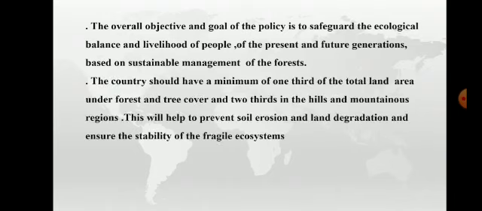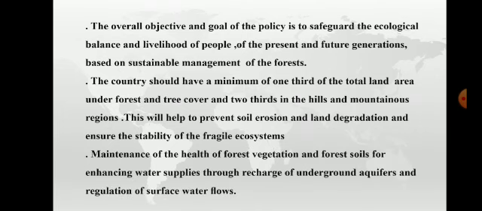Next, the country should have a minimum of one third of total land area under forest and tree cover, and two-thirds in the hills and mountainous regions, so that this will help to prevent soil erosion and land degradation and ensure the stability of the fragile ecosystem.